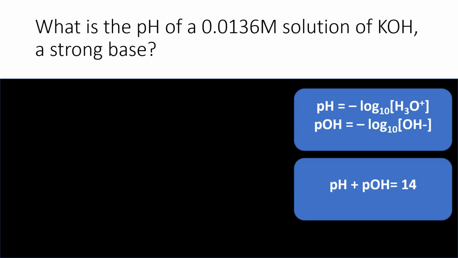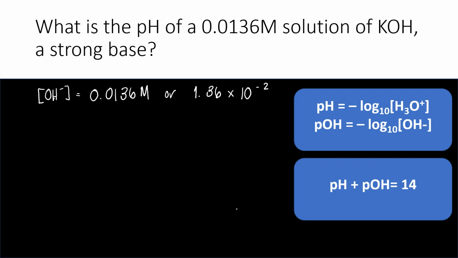So let us try these methods in one item in your activity for Unit 3. What is the pH of a 0.0136 molar solution of potassium hydroxide, a strong base? Again, because you were told that the potassium hydroxide is a strong base, you know it dissociates nearly completely to form 1.36 times 10 raised to negative 2 hydroxide ion concentration.